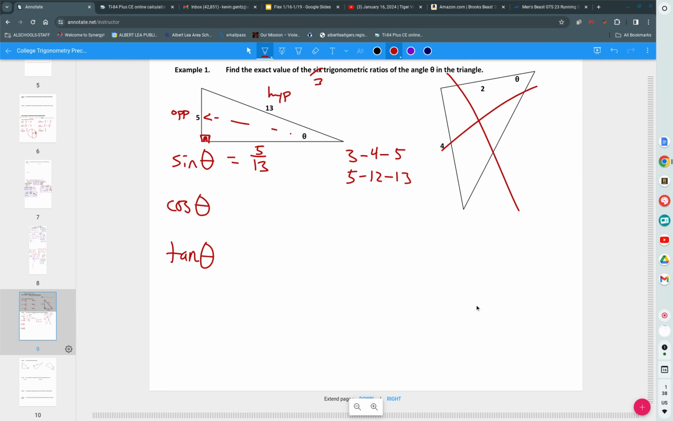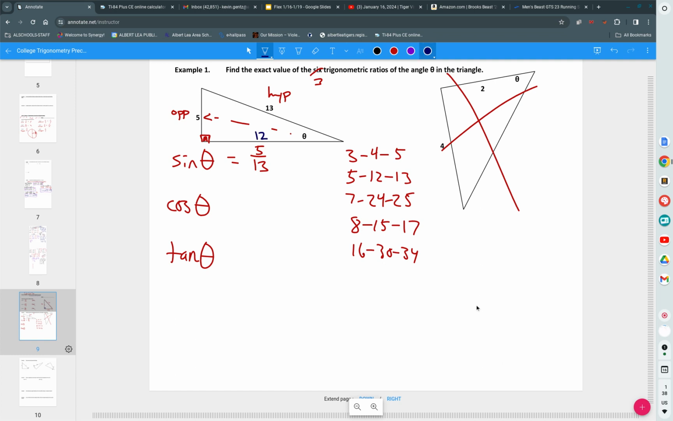We also know that 7, 24, 25. And we know 8, 15, and 17 work as well. It also works out that any multiples of those work as well. So if you were to multiply each one of these by 2 to get, say, 16, 30, and 34, that's also going to work. So any multiples of those work. I just listed the 4 most common, and that's what the ACT asks. So we know that this side is 12.